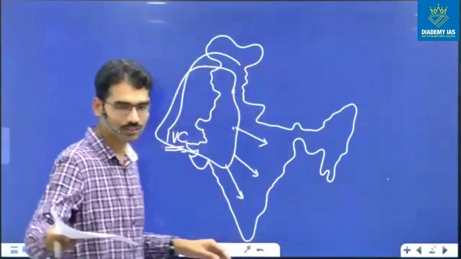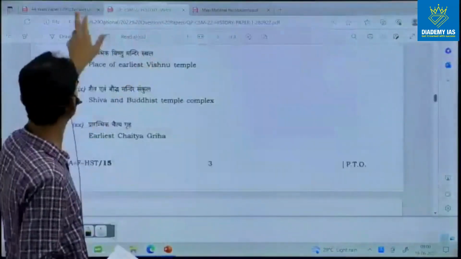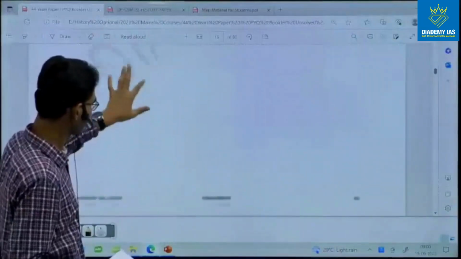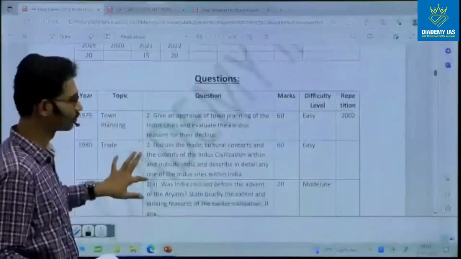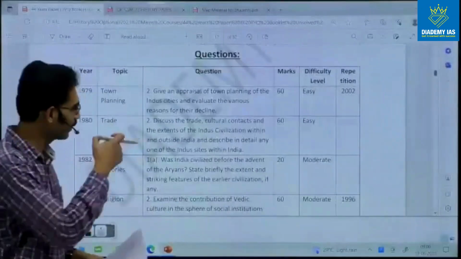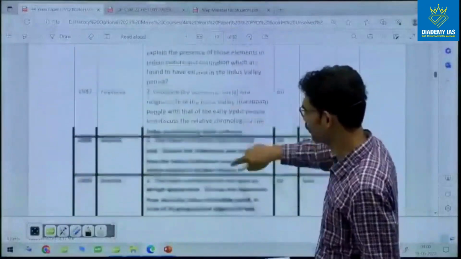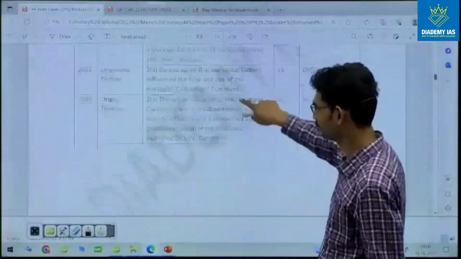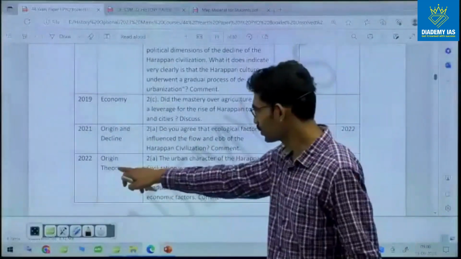Can you see the previous year questions on the Indus Valley civilization? Come from 2022 backwards. Just see only this.